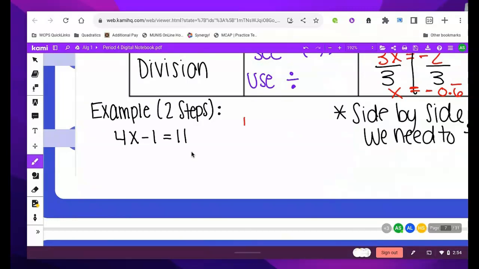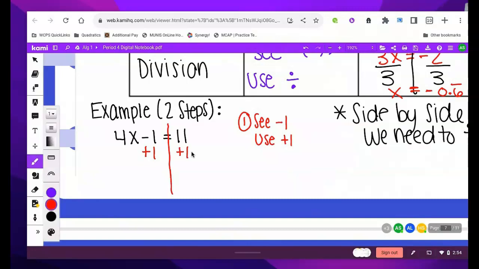So first thing that I see is a subtraction of 1. So I'm going to use the opposite of that, and I'm going to use a +1 to undo that. I'm going to draw my line, and I'm going to add 1 on both sides of my equal sign. So now I'm going to bring down that 4x, and that's going to equal 11 plus 1, which is 12. And I'm still not done because I still have 4x is equal to. I don't have just x is equal to.